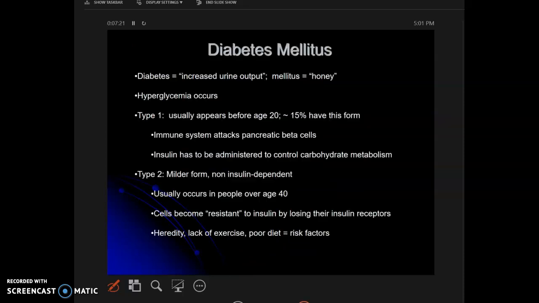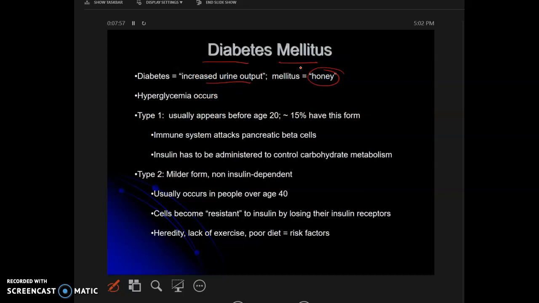So now we talk about the disease diabetes mellitus, which is very, very close to my heart, because diabetes mellitus is very, very common, and it is becoming more and more common. The word mellitus means honey. Diabetes means increased urine output. We talked about diabetes insipidus in relationship to ADH. Now we're talking about diabetes mellitus, which means increased urine output because of an excessive amount of sugar.